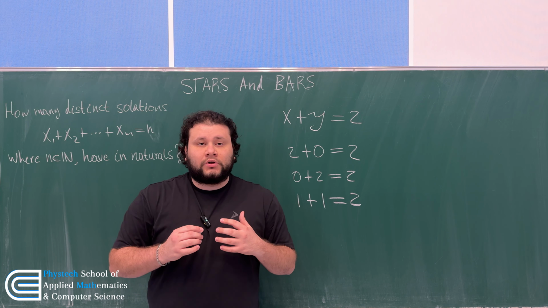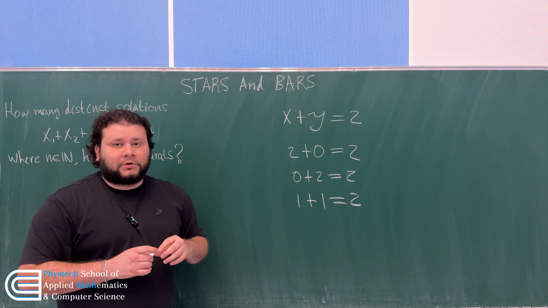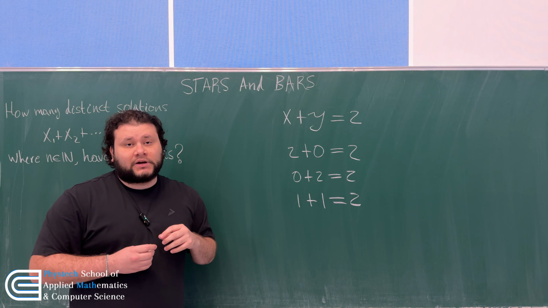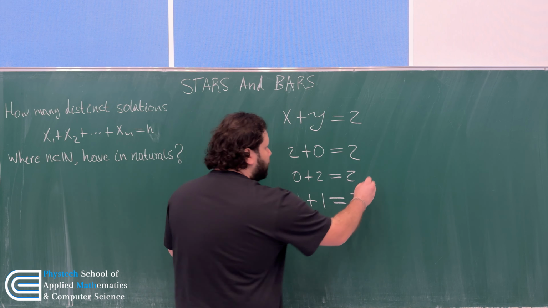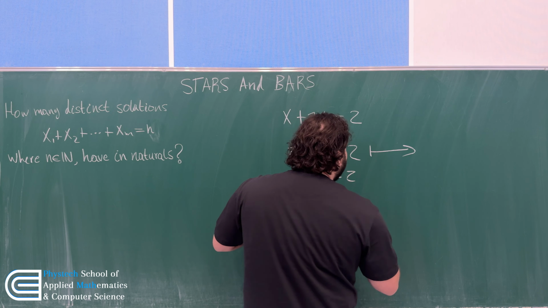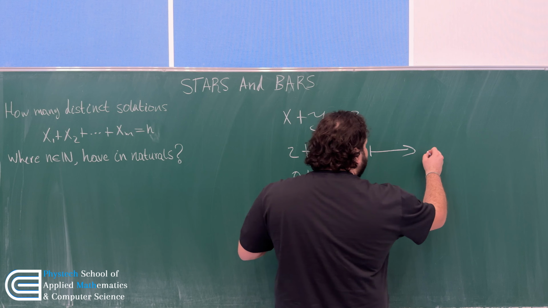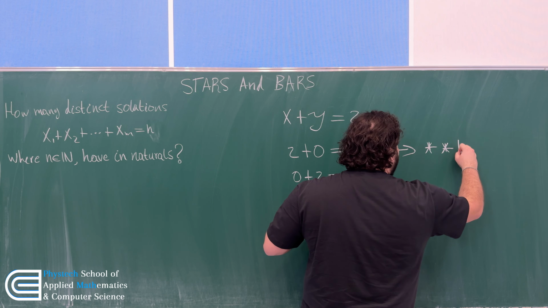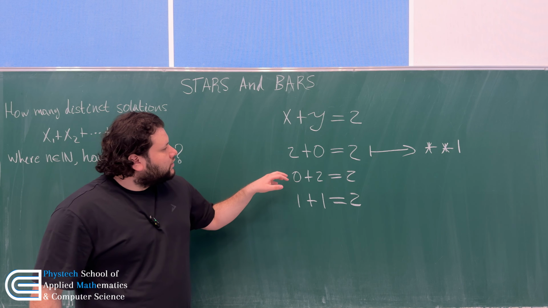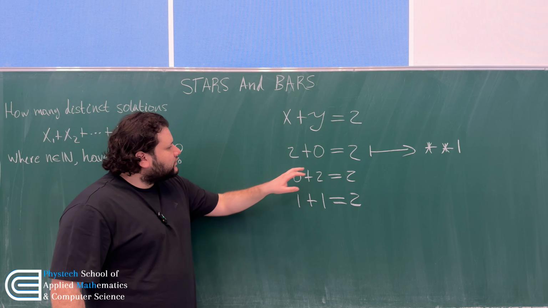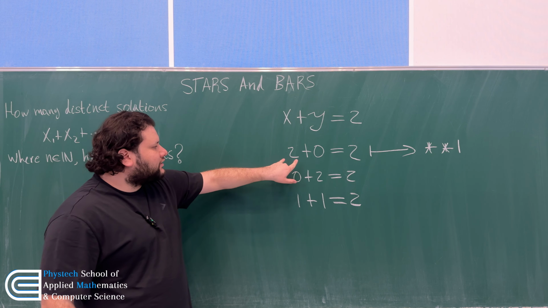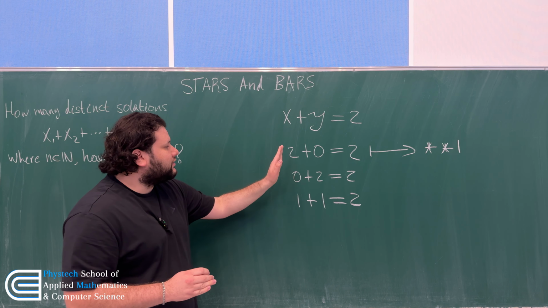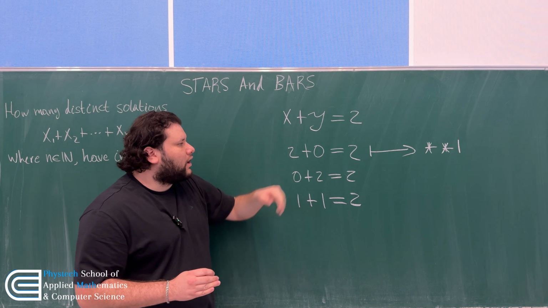Now, why is this called the stars and bars problem? That's because we can represent this using bars and stars in the following way. We can map this into two stars and one bar. So we can notice that the stars represent the value of this number, and the bars represent a space between these two variables, x and y.